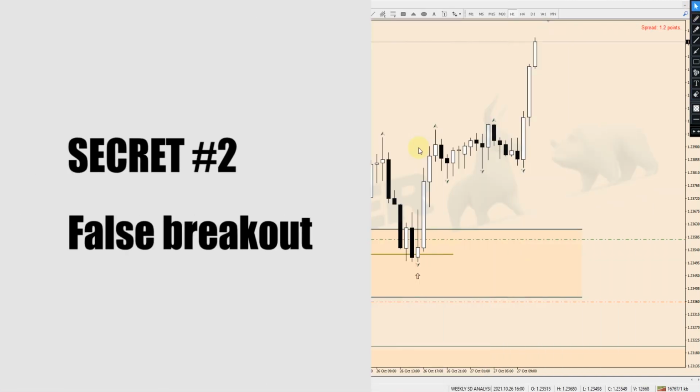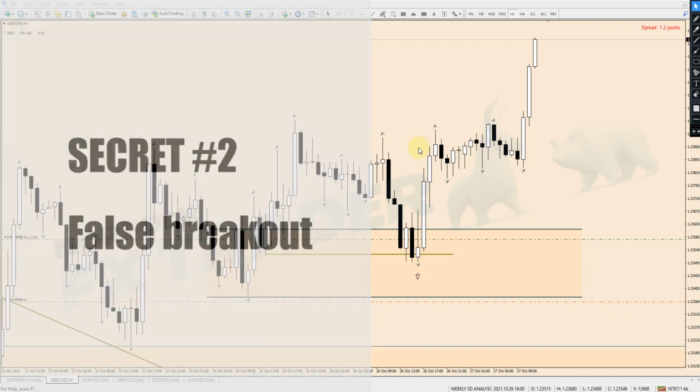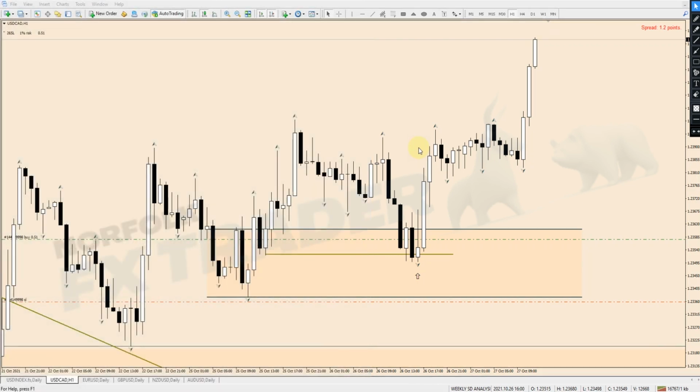Now secret number 2, we're going to look at secret number 2 with the use of the false breakout. Now there's a video that goes through this trading strategy with the use of false breakout. It's a great insight on how I look to trade the markets. Again, I do go through that in much more detail inside that Forex Masterclass.